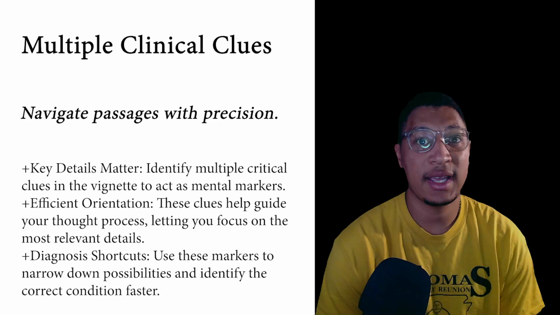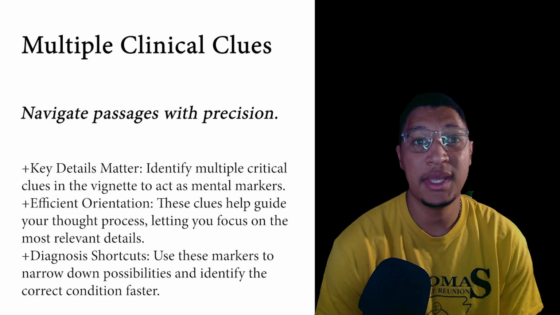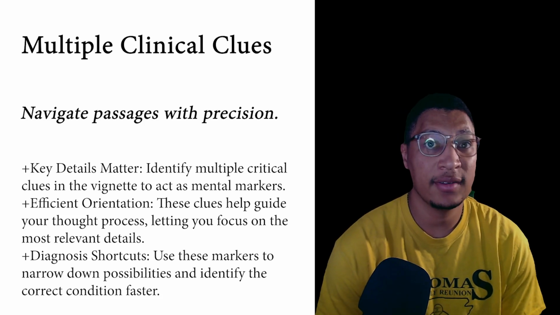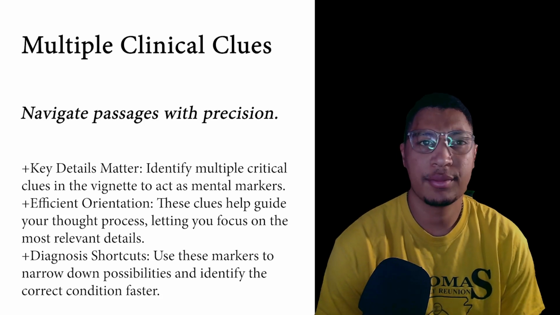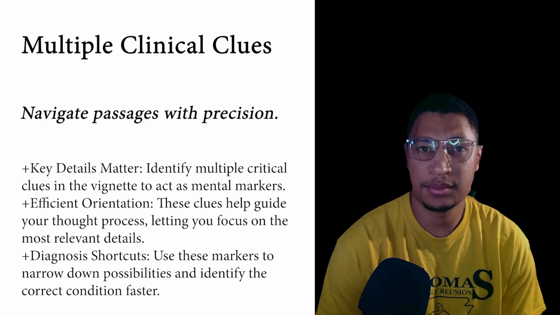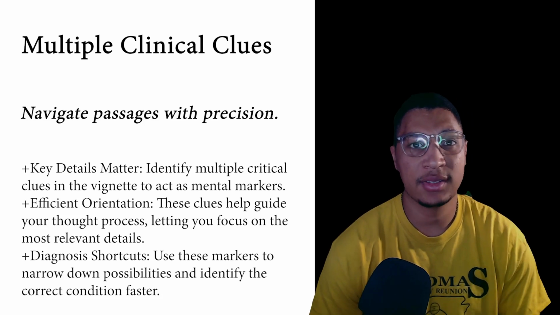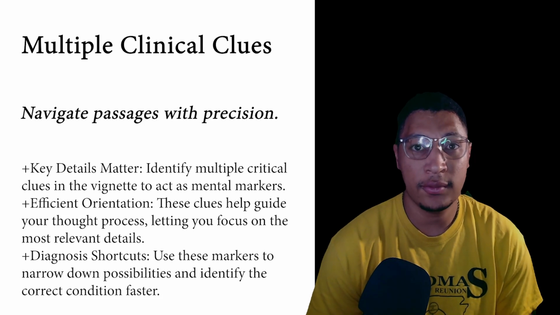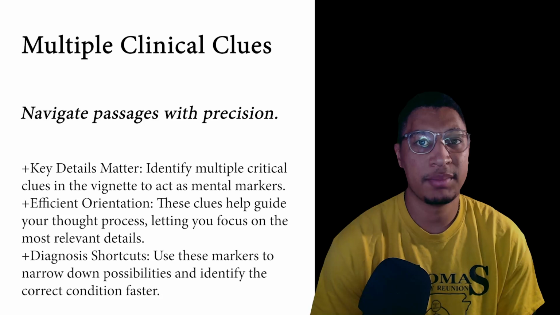In this section, you'll notice that I've developed multiple clinical clues, as there are several key details in the passage that are important to recognize immediately. These clues serve as mental markers, helping me quickly identify certain conditions to diagnose as I read through the vignette. While they aren't full clinical vignettes themselves, these clues act as navigational tools, guiding me through the passage and allowing me to orient my thought process in a way that is helpful for efficiently tackling each of these questions and expand my knowledge base over time.